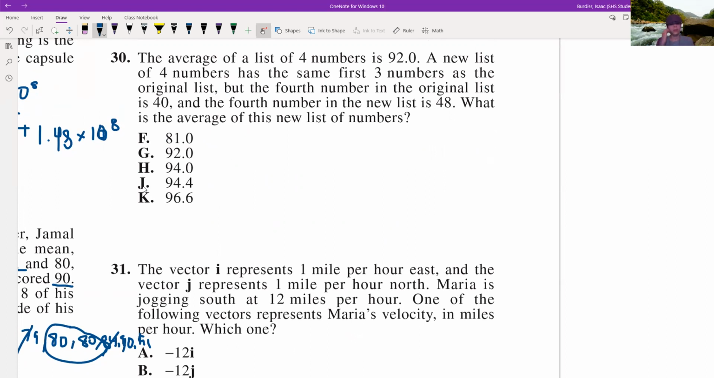Okay. All right, the average of a list of 4 numbers is 90. A new list has the same first three numbers, but a different fourth number. The new different fourth number is 48. The original was 40. What is the new average?